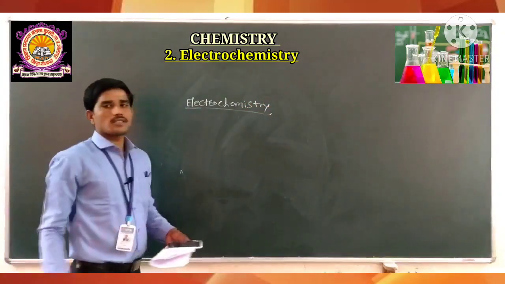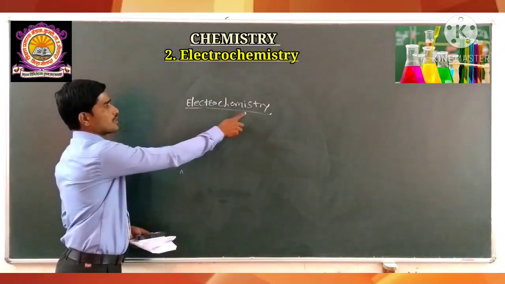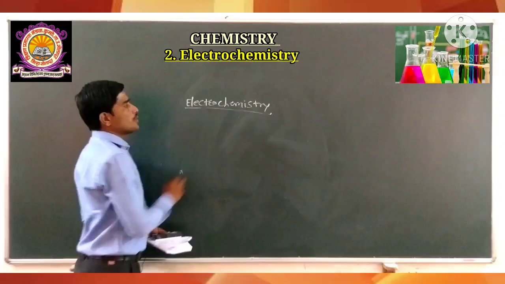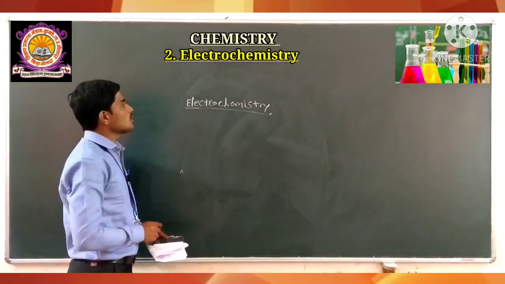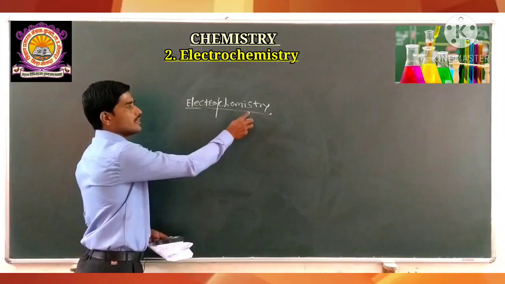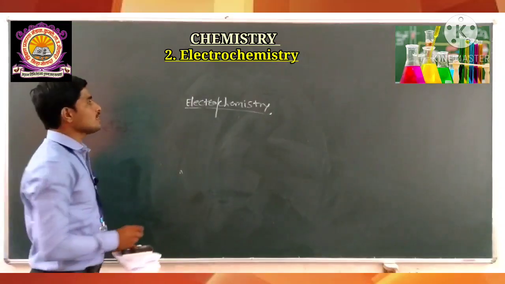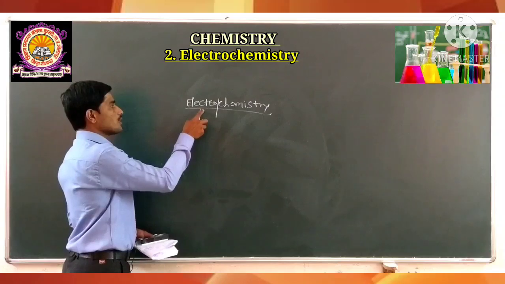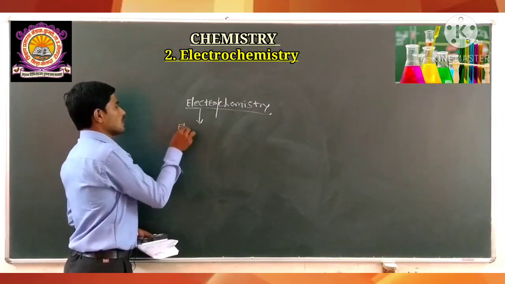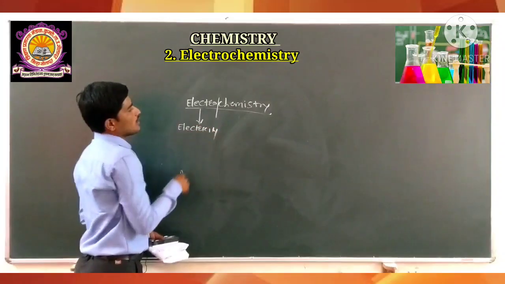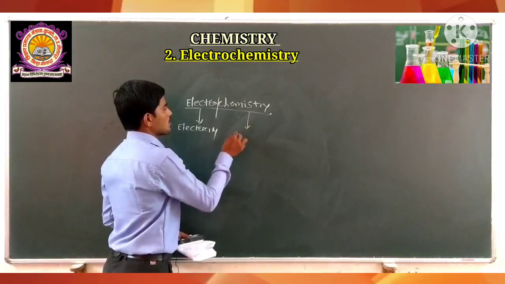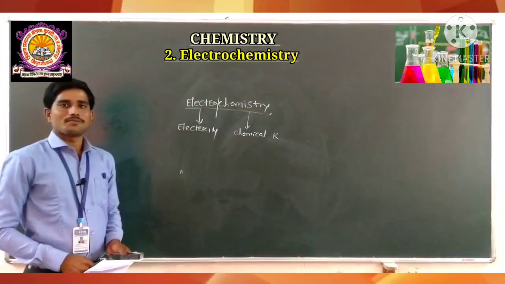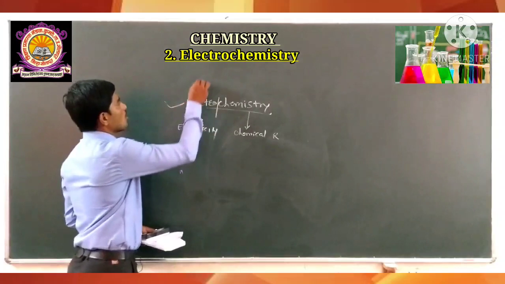Electrochemistry. Friends, if we see the word electrochemistry, we will understand that this word is made by two different words. What are these two words? One is electro and another is chemistry. The word electro comes from the concept of electricity, while chemistry comes from the concept of chemical reaction. And this is a branch of chemistry.